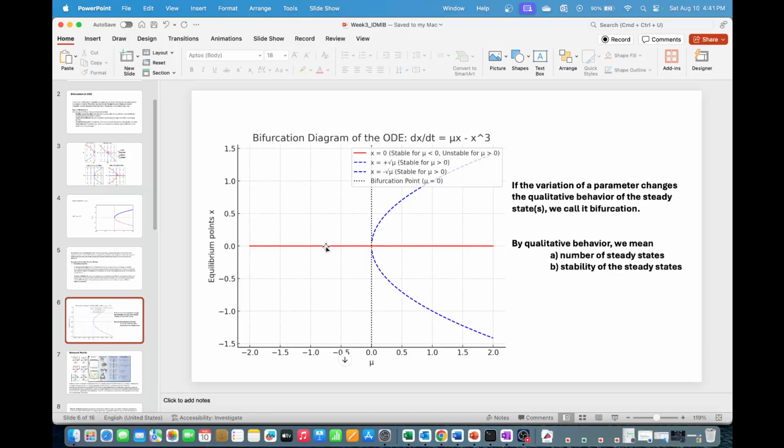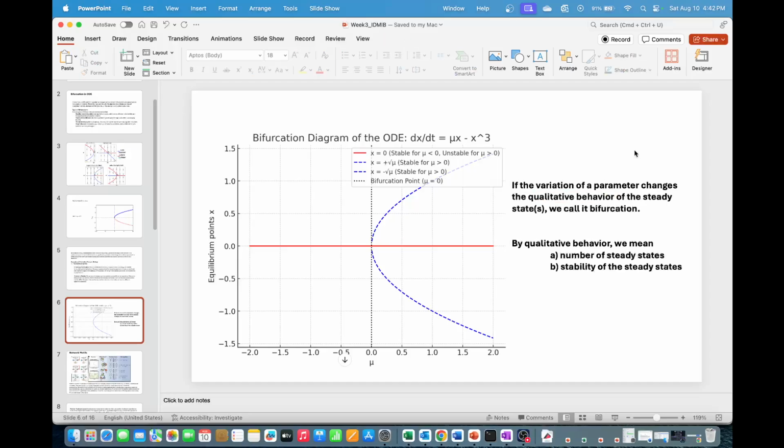But the whole idea is how your x is changing with variation of mu. If you increase mu, what is happening? If you decrease mu and bring it to 0, what is happening? This is what you want to know from the bifurcation diagram or the bifurcation plot. So if the variation of the parameter changes the qualitative behavior of the steady state, and this qualitative behavior is very important, we call it bifurcation.